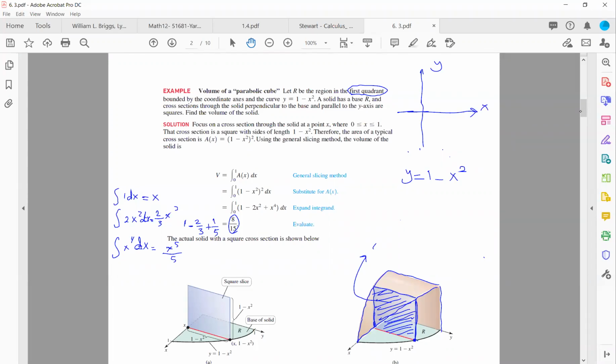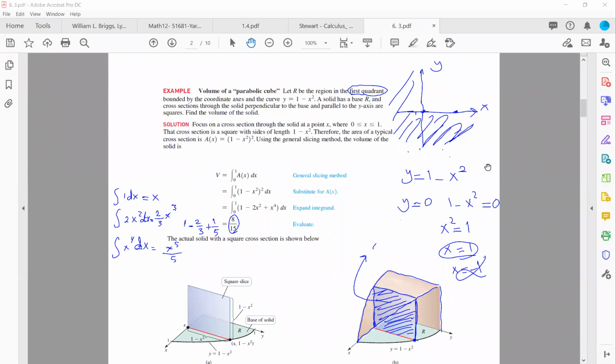X-intercept, to find the x-intercept, set y equal to 0. When y is 0, 1 minus x squared is equal to 0. So x squared is equal to 1, x is 1, or x is negative 1. Negative 1 is not acceptable for us. We know that this guy is in the first quadrant. So x is 1. So x ranges between 0 to 1. Next page.